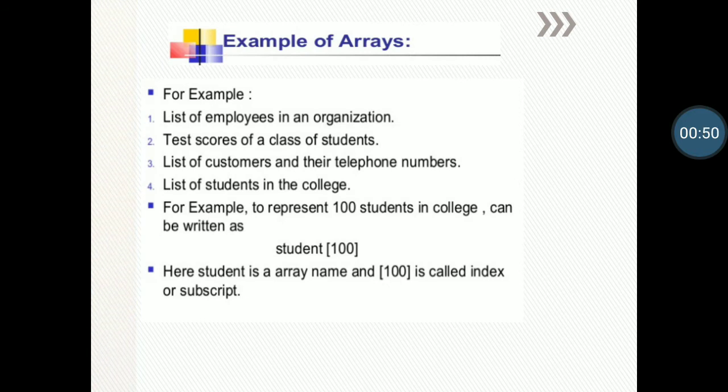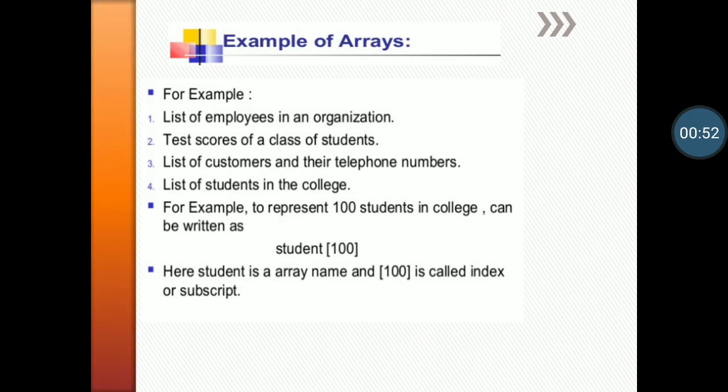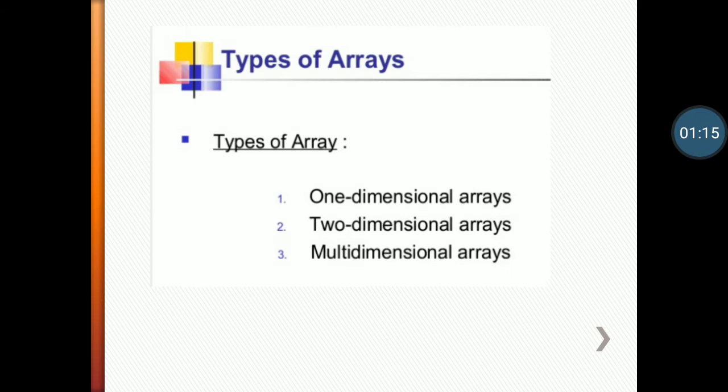Examples of arrays: list of employees in an organization, test scores of class of students, list of customers and their telephone numbers, list of students in college. For example, to represent 100 students in college, we can write student[100]. Here, student is an array name and 100 is called index or size of array.